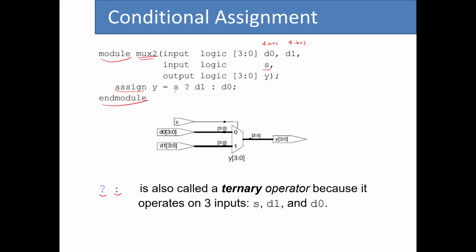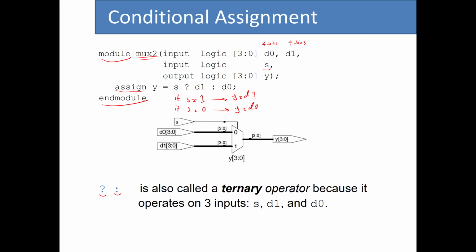So what does it say? It says y equals s question mark d1 colon d0. So that means that if s equals 1, let me just write it down. If s equals 1, or if s is true, then y is d1. If s equals 0, y equals d0. And that's the basic functionality that we want for the multiplexer, right?